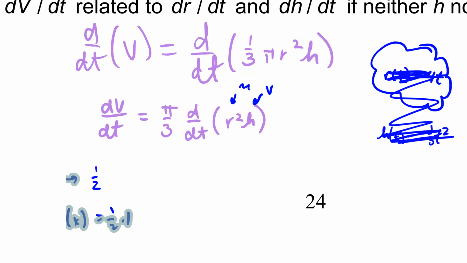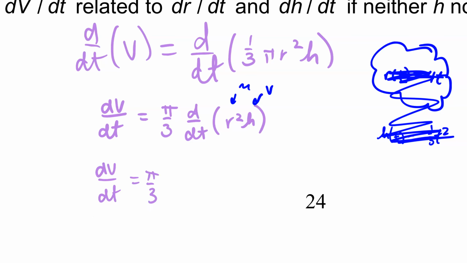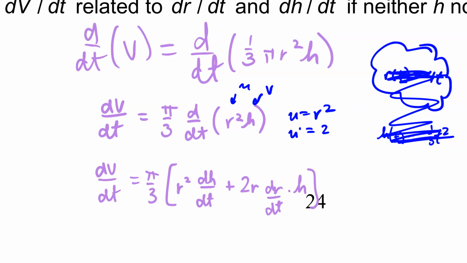Okay, so use product rule. So dV/dt is equal to pi over 3 times, u times v prime, so r squared dh/dt, plus 2r dr/dt times h. Because here u is r squared, so u prime is going to be 2r, v is h, v prime is 1. But don't forget, if we're taking it with respect to t, you have to tack on dh/dt and tack on dr/dt. So that is the answer for this one.